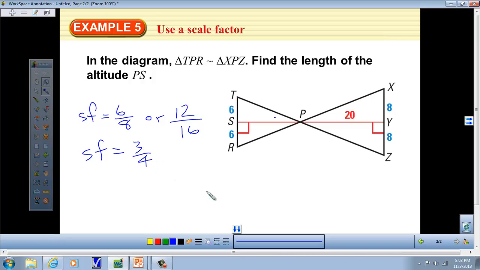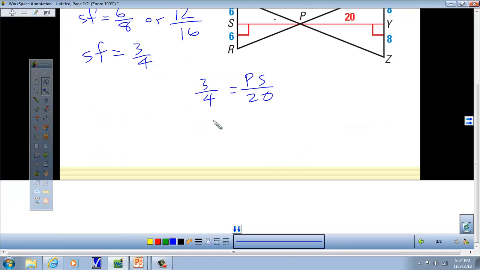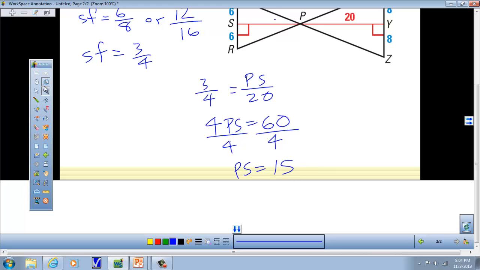3 to 4. Now, if I want to know the length of PS, I wrote it as small to big here, so I can say that 3 to 4 is equal to PS over 20. And if we cross multiply this, we get 4 times PS is equal to 60. Dividing both sides by 4, we get PS is equal to 15.